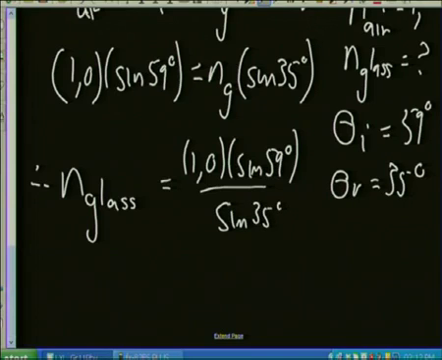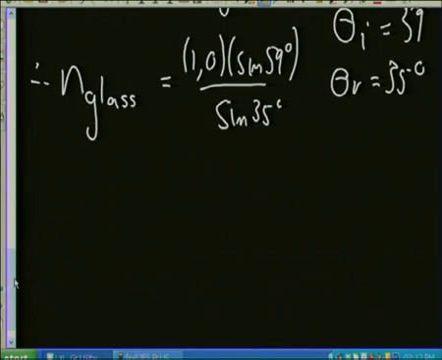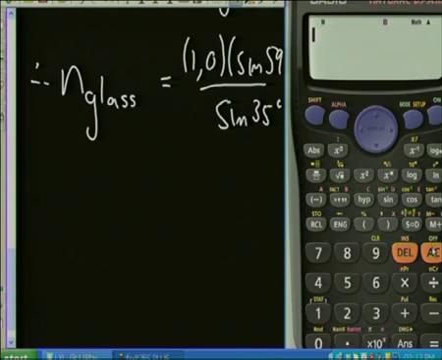So let's put all of that onto the calculator and see what answer we get. See if it's reasonable. So clear the calculator. We're going to say 1 times sine 59. I'm not even going to worry about putting the 1 in. I'm just going to say sine of 59. Then I'm going to divide that by the sine of 35.